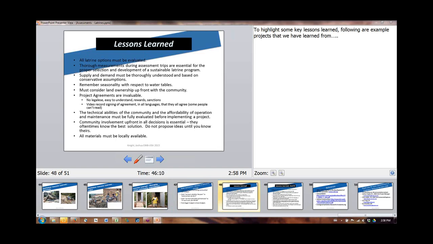You've got to look at all options, and when you're reviewed by the technical advisory committee, they're going to expect that you've gone through all these options, so make sure you review them all. Take thorough measurements on that assessment trip. You're going to want to make sure that you understand everything that's going on there so that you can make good decisions for the community.